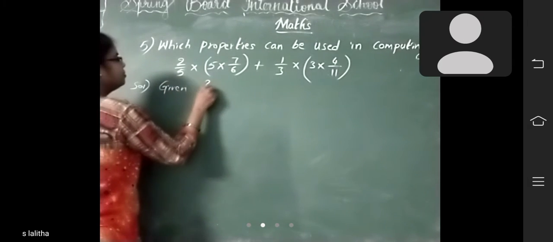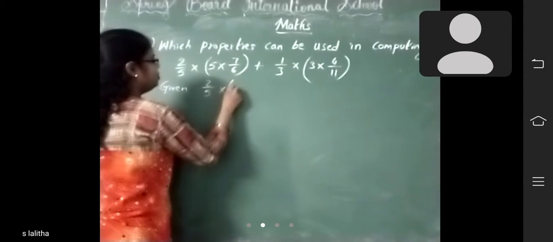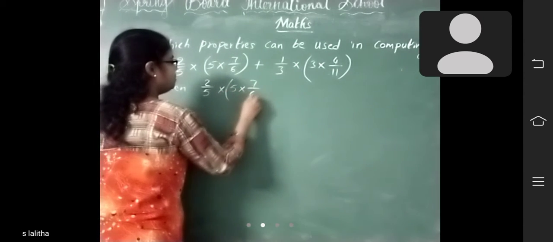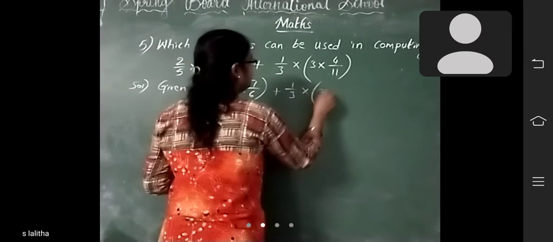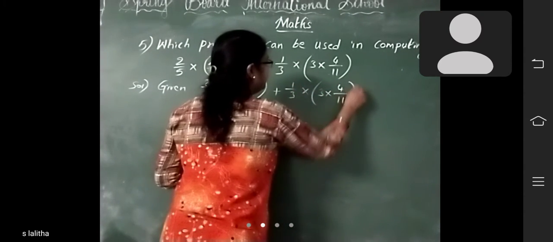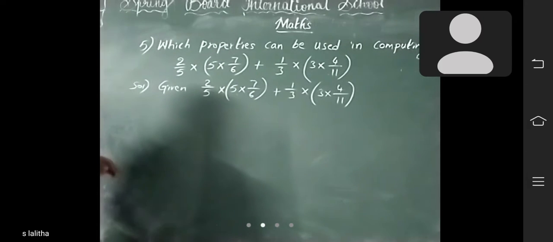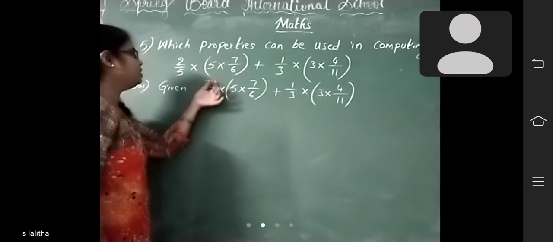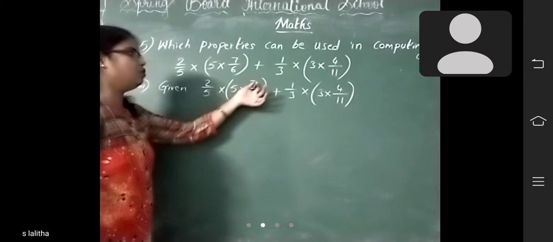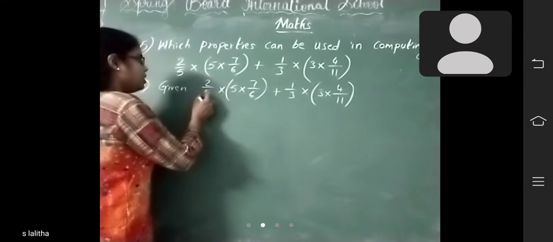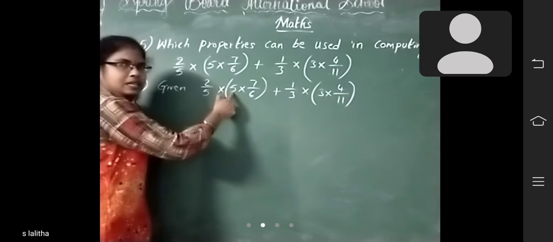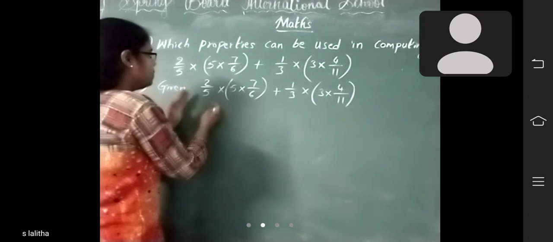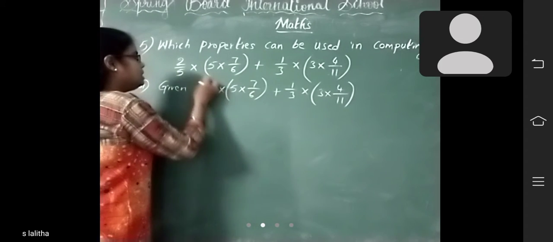So what is given here? Given 2 by 5 into 5 into 7 by 6 plus 1 by 3 into 3 into 4 by 11. Now, observe here. Here 2 by 5 into 5 into 7 by 6 is there. Can you cancel these two? Here the denominator is 5, here the numerator is 5. Can you cancel? Yes. First, you should keep the bracket for these two.